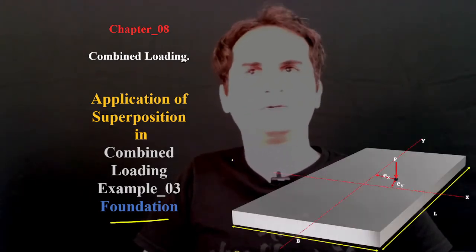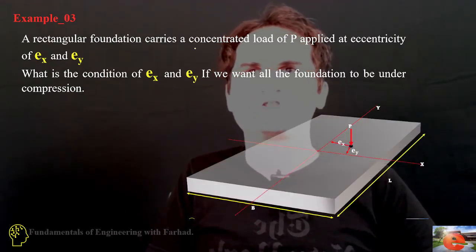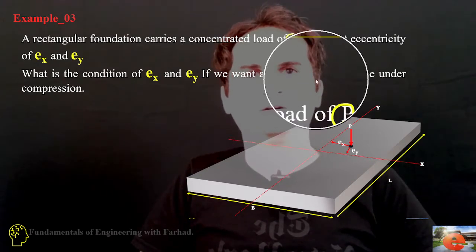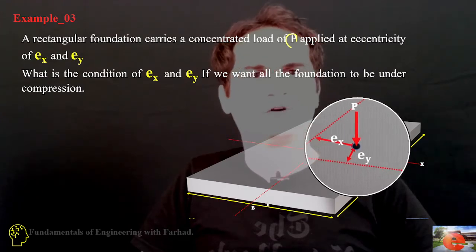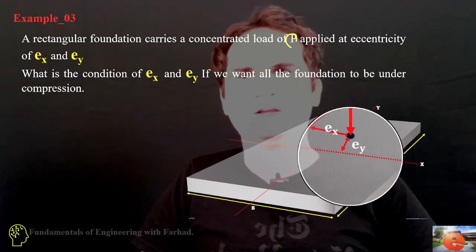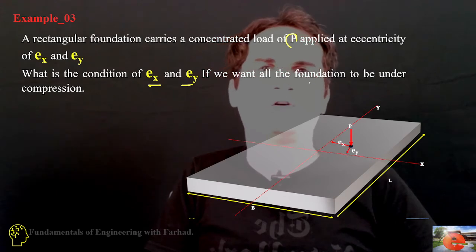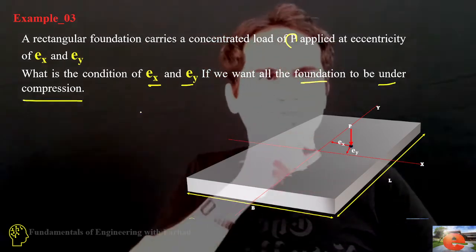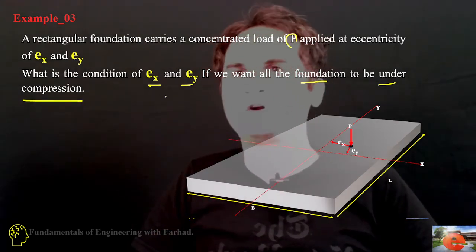So in this example, we have a rectangular foundation which carries a concentrated load of P. As you can see here, the load P has an eccentricity, a distance from both the x and y axes. So that's Ex and Ey. What is the condition of Ex and Ey if we want the whole foundation to be under compression? So let's talk a bit about the condition of this kind of problem.